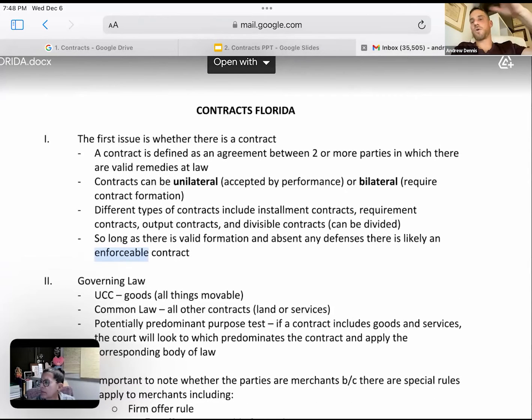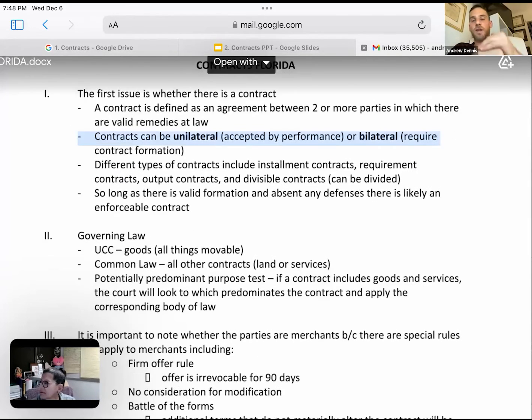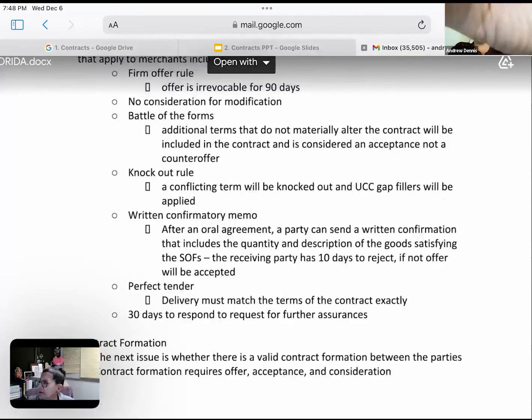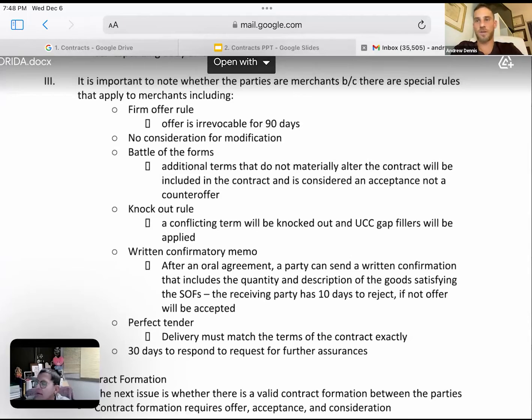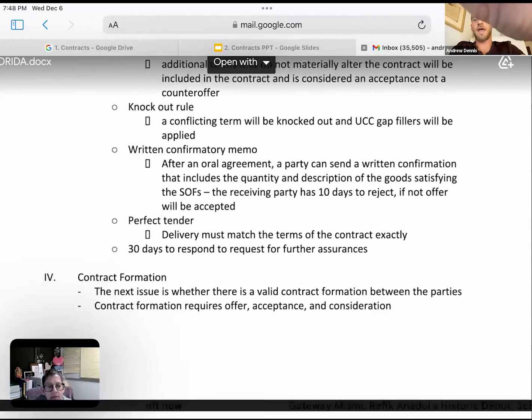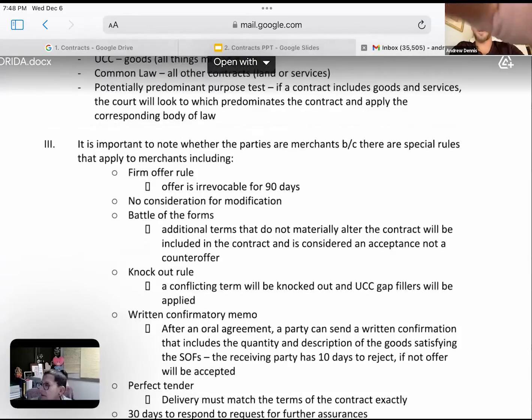Okay, so when we're writing the essay, we don't want to get lost in the sauce. That's one of my favorite phrases. But we do want to get our points about whether there's a contract, what type of contract it is, what is the governing body of law, and it's important to note that they're merchants. Why? Because there are special rules that apply to merchants, and we may consider them. And then we're finally going to get into contract formation.